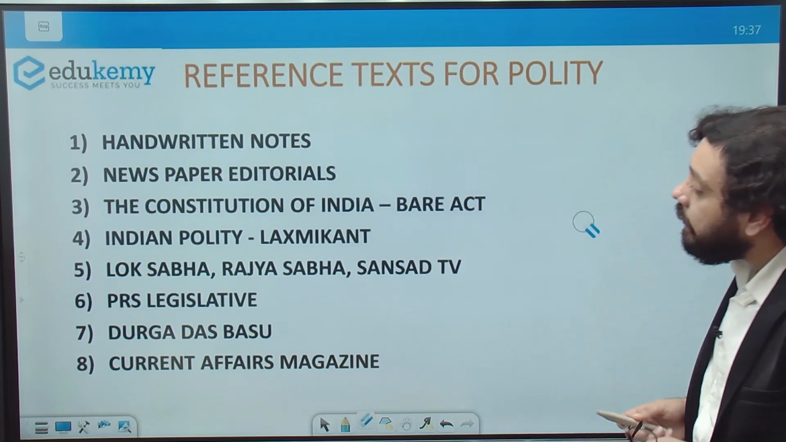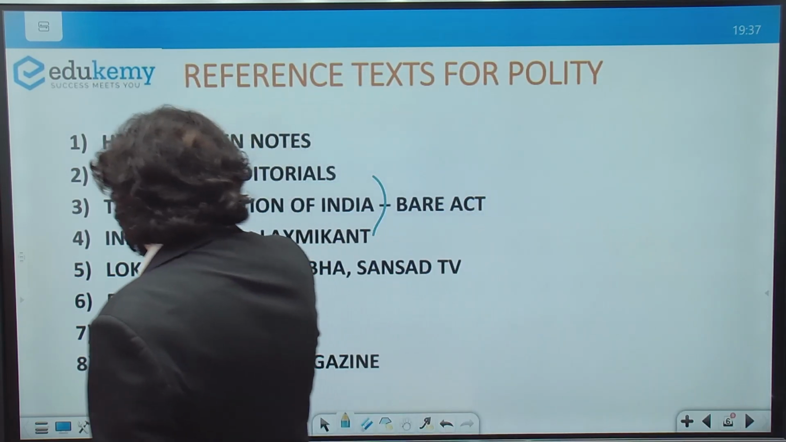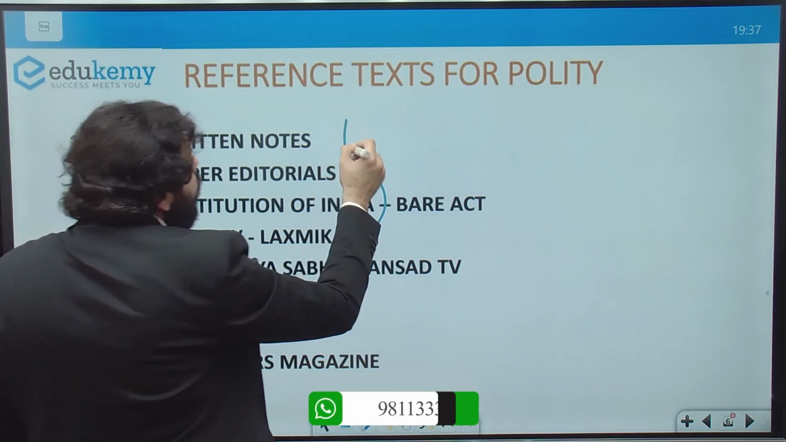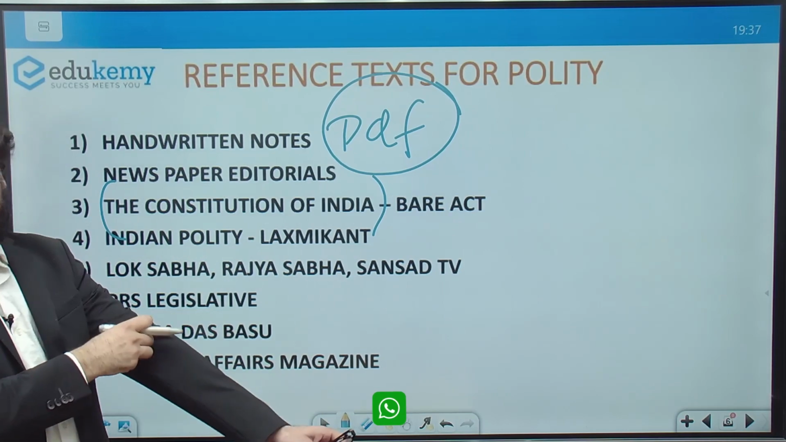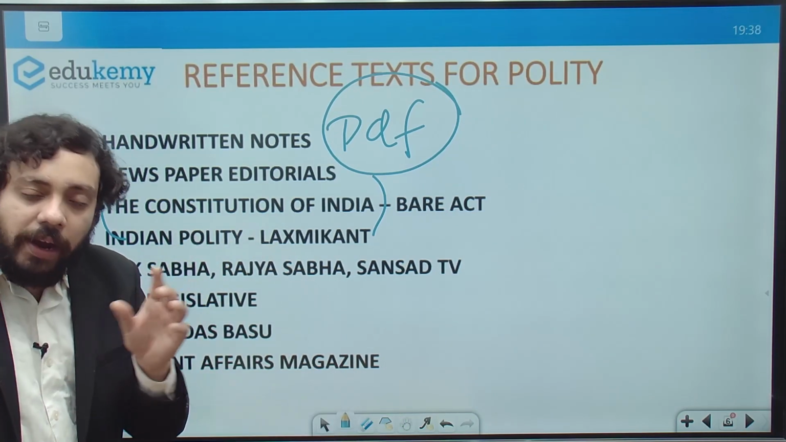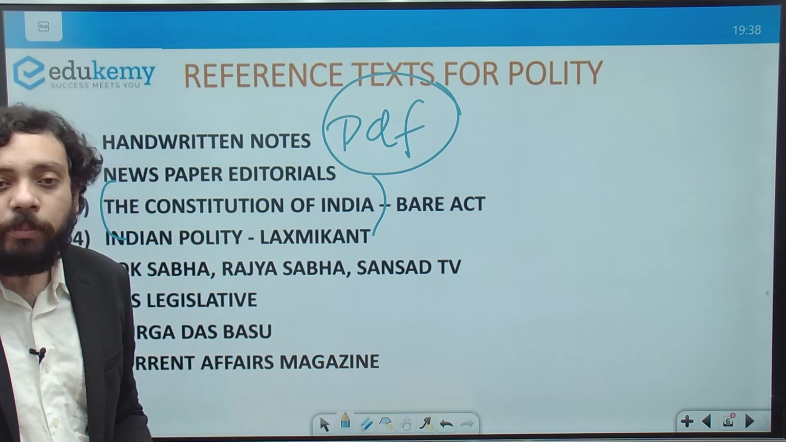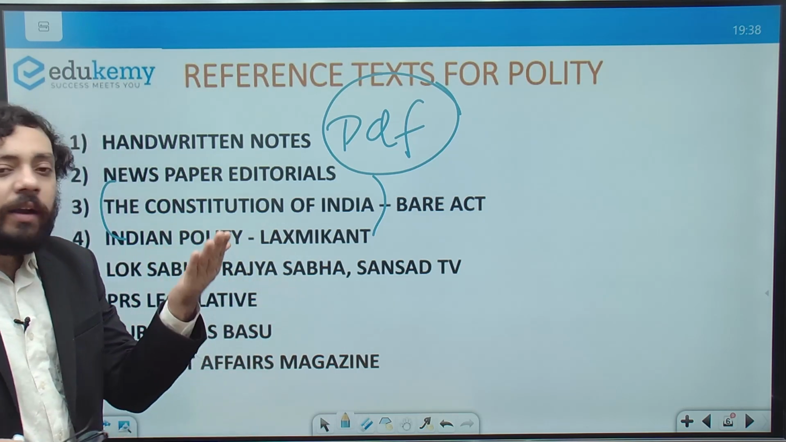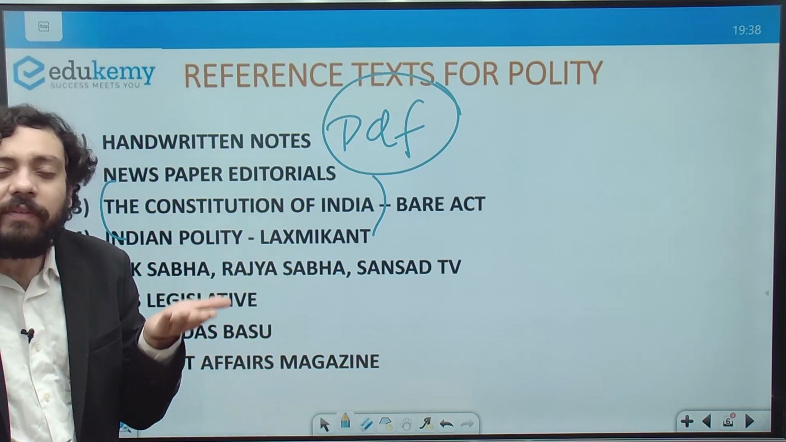Now, the third point is the Constitution of India itself. What I generally suggest is that you can download a PDF of the Constitution of India from the internet and keep it as handy material with you while you are doing any other kind of reading or listening or learning about the polity paper. Just read what Article 14 says, just read what Article 19 says. Some of that is very, very simple reading.